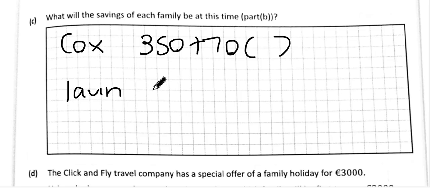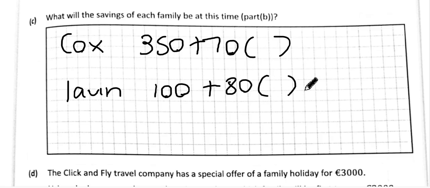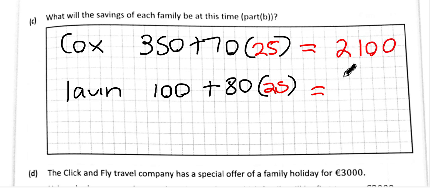And what about the Lavin one? It's not 80. There you go. All right. And just sub in 25 to both of them. And you should find the grand total for both of them then. 2,100 for both of them.